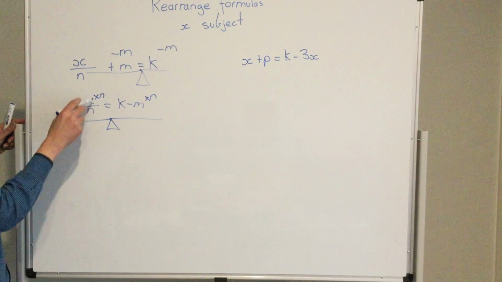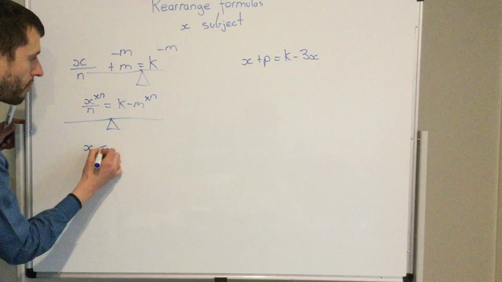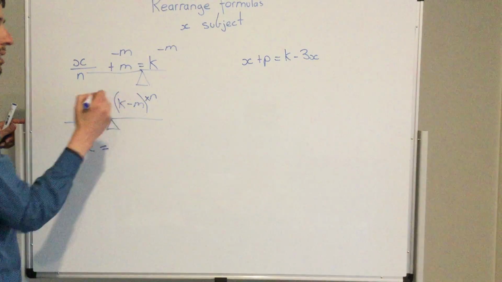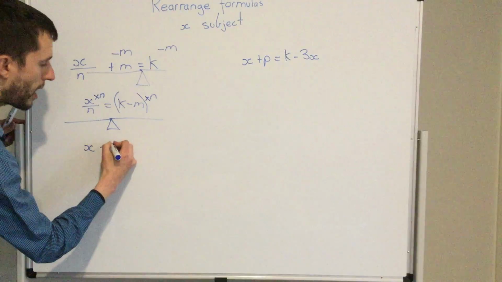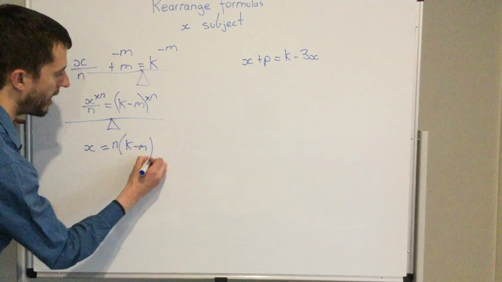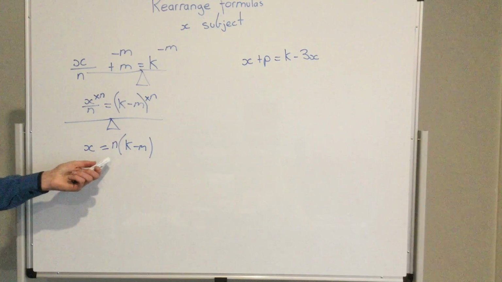It's dividing by n, timesing by n cancels out and it becomes x equals. This n is timesing by everything on this side, so we need to make sure we put brackets: n, k, take m. So now x is the subject. X is by itself and we can tell what it equals.